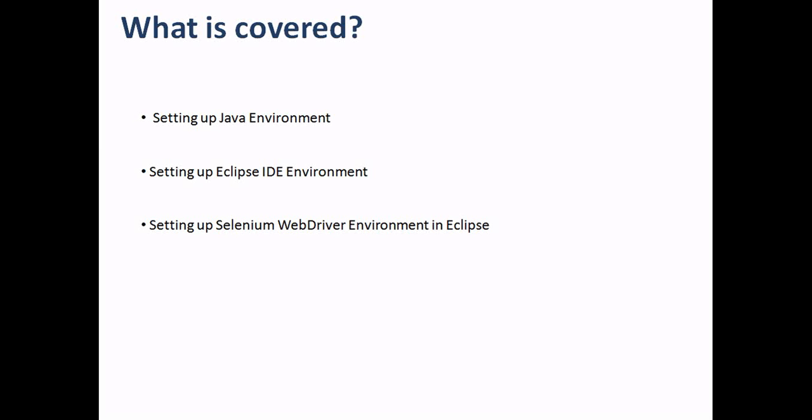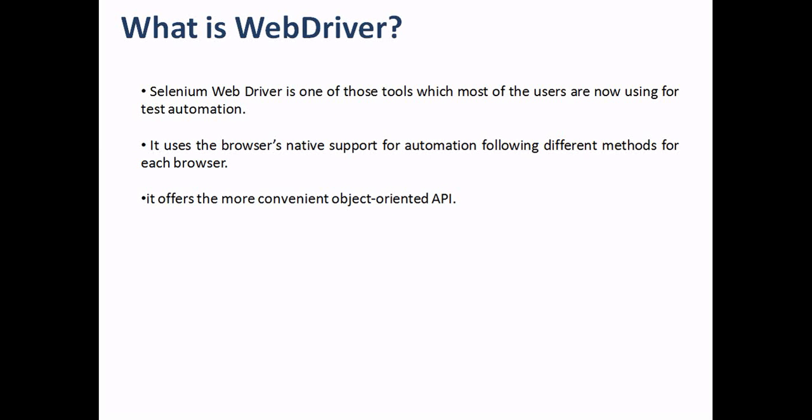in our Eclipse. So before going into details, let's see what WebDriver is. WebDriver is one of the Selenium tools which most of the users are now using for test automation. Selenium has so many different kinds of tools, and WebDriver is one of them. It uses the browser's native support for automation, following different methods of each browser. Of course, WebDriver supports performing automation using different types of browsers, for example Internet Explorer, Firefox and Chrome. And it also offers the most convenient object-oriented API because WebDriver is based on Java. Most of the functionalities and most of the methods have been developed following object-oriented concepts.